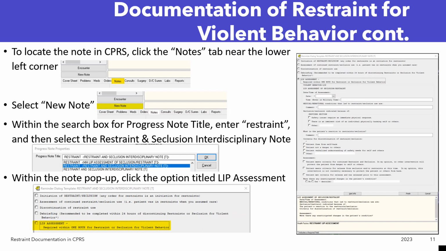In order to complete the required documentation of restraint for violent behavior, observe the lower left corner of your CPRS. Please click on the tab that says Notes. You'll then be able to select the option that says New Note. Within the search box for the Progress Note title, enter Restraint and then select the option that says Restraint and Seclusion Interdisciplinary Note. Within that pop-up, you'll see several options. You should select the one that's titled LIP Assessment.